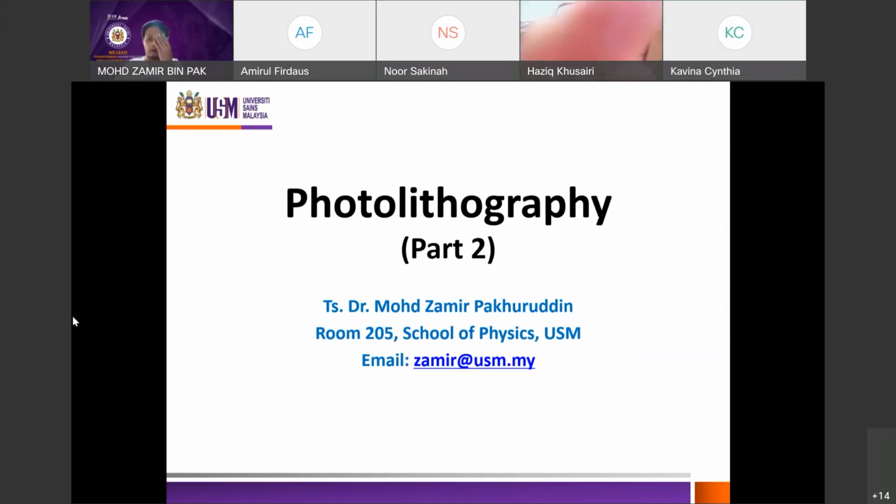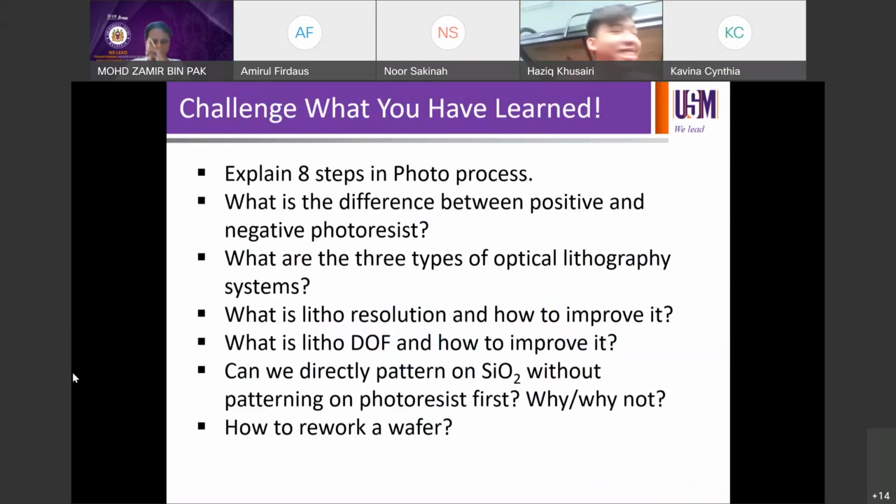Alright, so let's move on with part 2. We're going to recap a few things from part number 1. So let's go through a few of these questions briefly. Number 1, explain the 8 steps in the photo process. Anyone? Before we continue into the second part. What are the 8 steps?